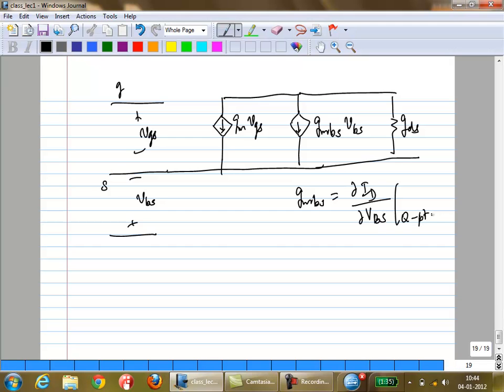At your quiescent point, GMBS is a positive quantity. Once you have made all the directions correctly, GMBS will be a positive quantity, in the same direction as your GM, which will typically be 10 to 15% of your GM. But it will actually depend. The small signal voltage dependence is actually on the bulk to source.